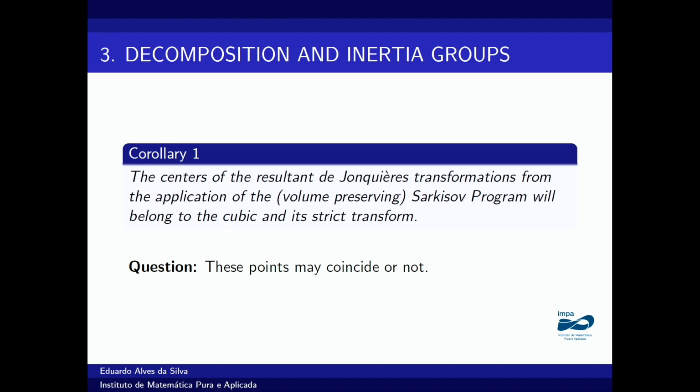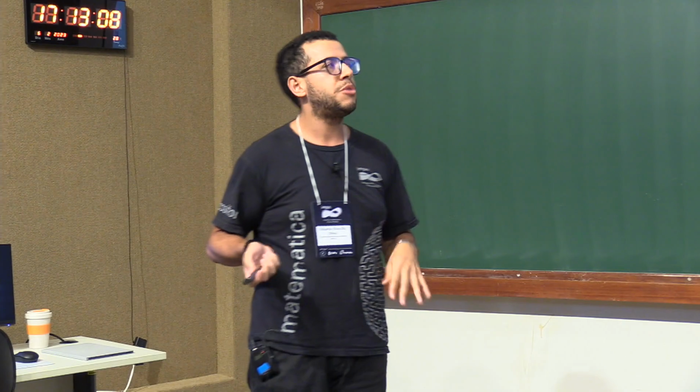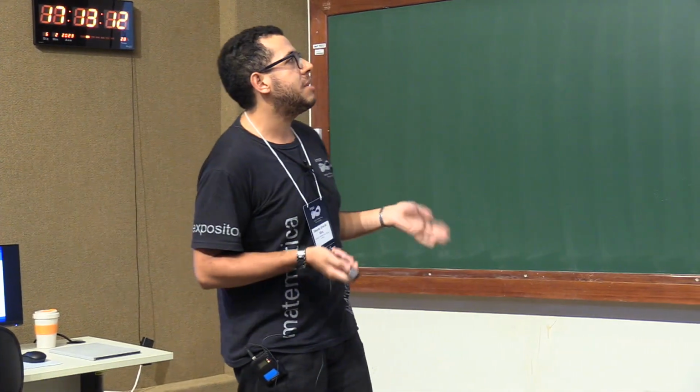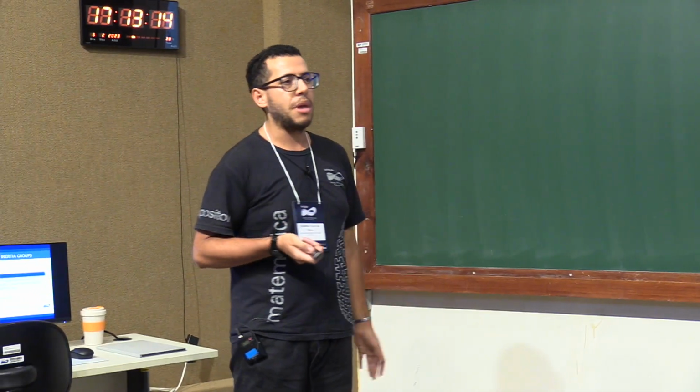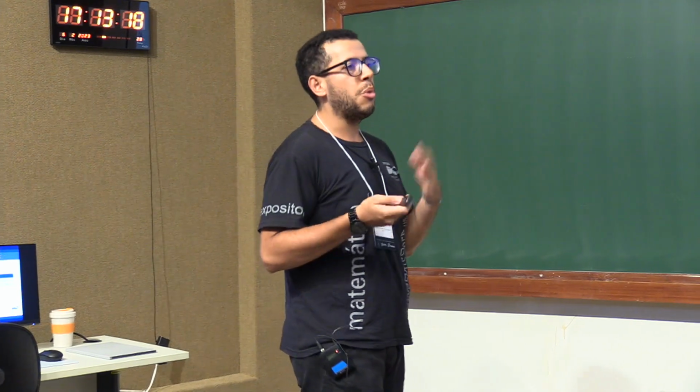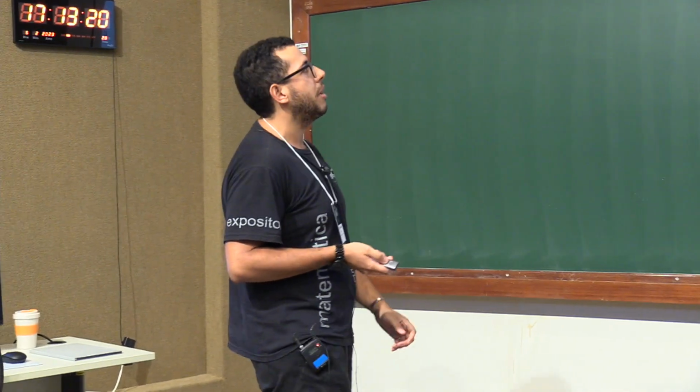And a corollary is that in the plane case, the Sarkisov program also gives us a decomposition of a birational self-map into Jonquières transformations. And in this case, we are able to show that the centers of the Jonquières transformations belong to the cubic and its strict transform. And our question is that we don't know if these points may coincide or not. Recall that the Jonquières transformations will preserve a pencil of lines through a point.